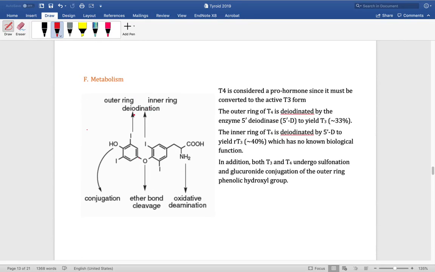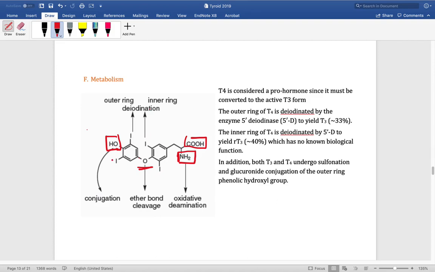All right, let's focus on the metabolism of these drugs here. So when you look at these drugs, you see different points where metabolism can take place. You see the hydroxyl position here. You have the carboxylic acid, obviously. You have the amine, and you also have the ether bond here. Then the iodines on the rings.